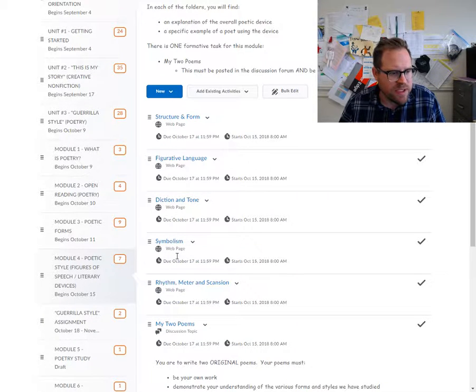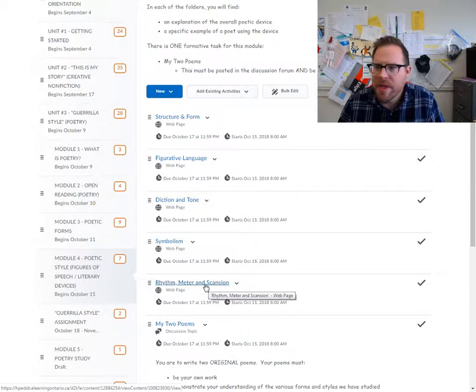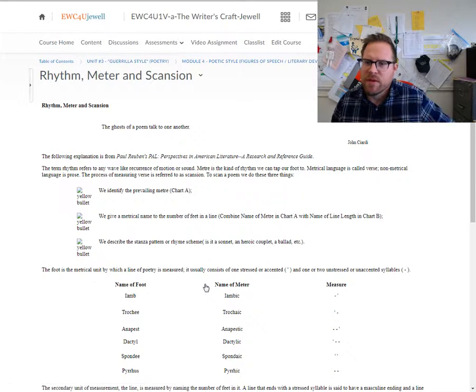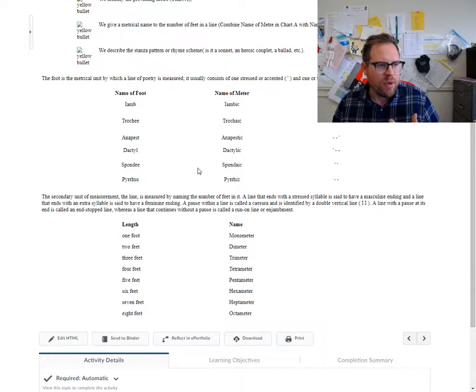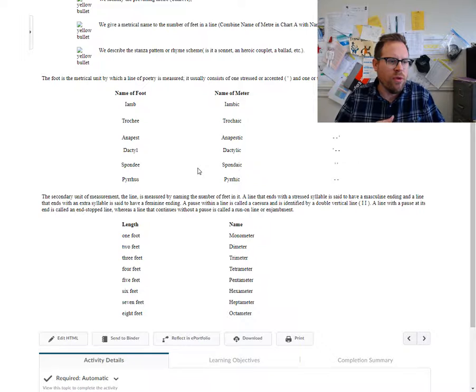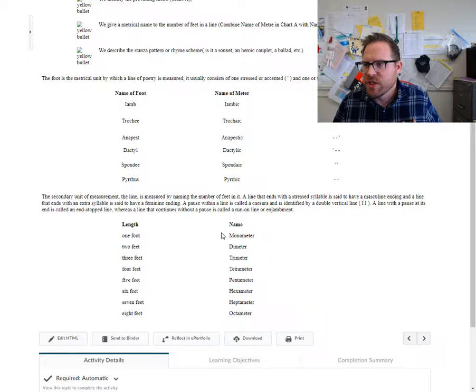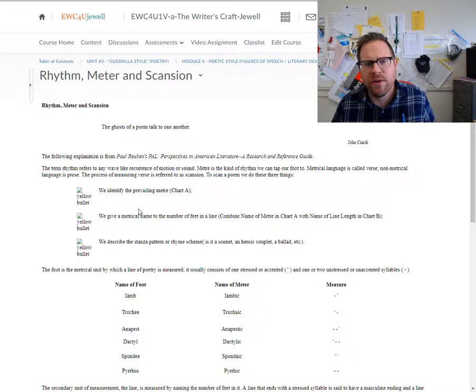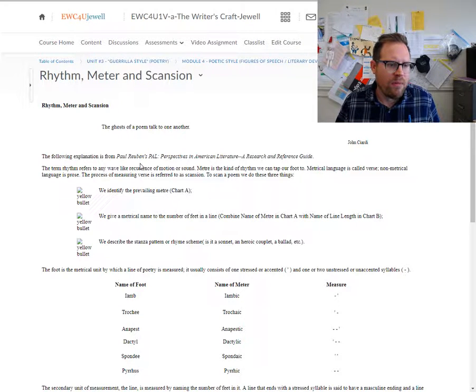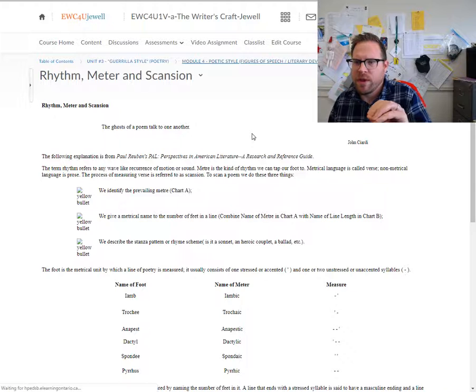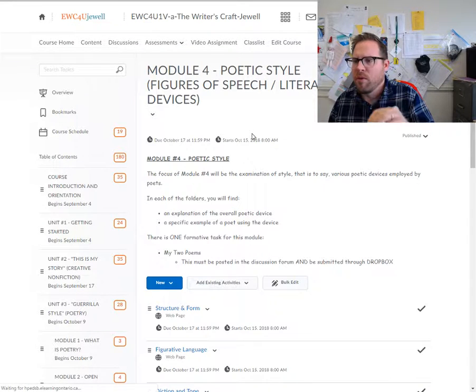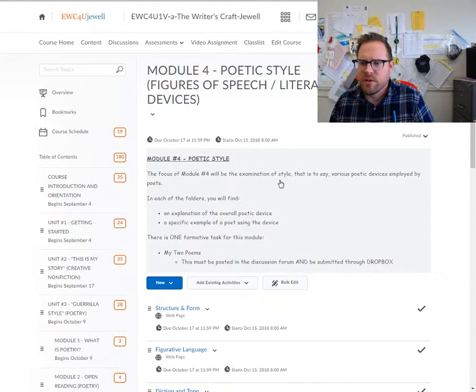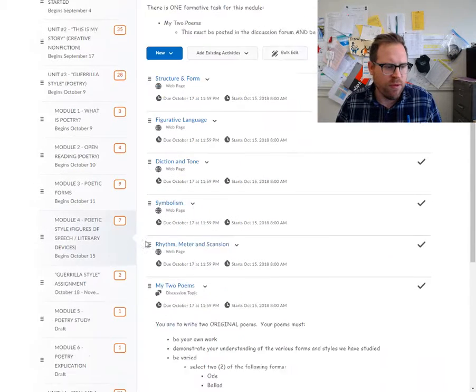Getting into symbolism, rhyme, meter, and scansion. That one's going to be a bit challenging because it gets into the meters of poetry. You're probably fairly familiar with iambic pentameter, especially in Shakespeare's use of it. But this is a good review, especially if you're looking at writing poetry with a specific rhyme or meter form to it. So that's very, very important to review there as well.